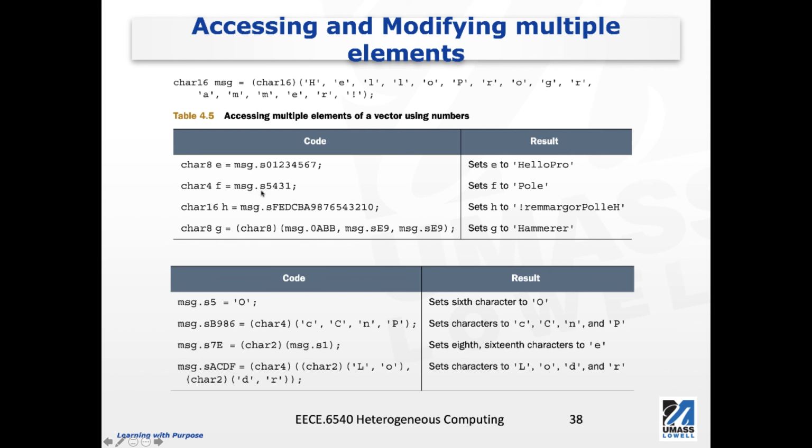Likewise, we can choose other elements, and we can in fact reverse the order of these elements. Here we're saying that we want to retrieve the 5th element, then the 4th element, then the 3rd element, then the 1st element. So we're picking letters from this vector and assigning these letters to a new vector F. In particular, we get the capital P, then O, then L, and then E.